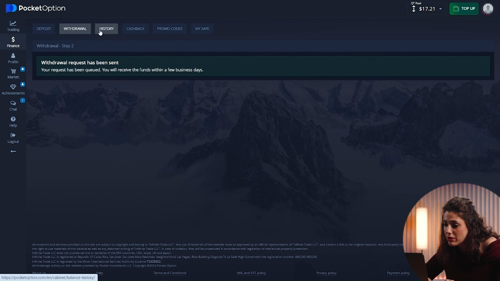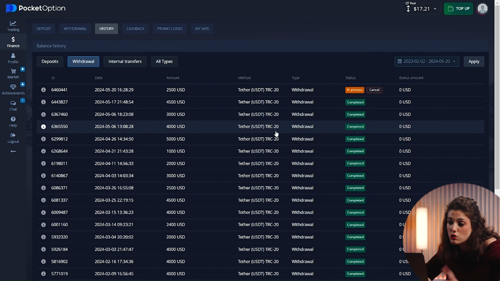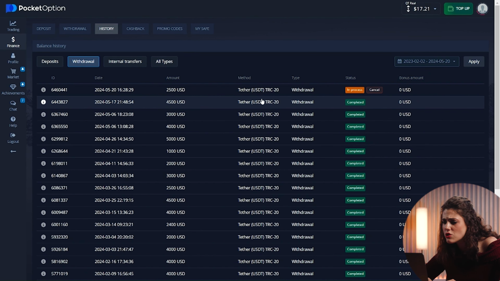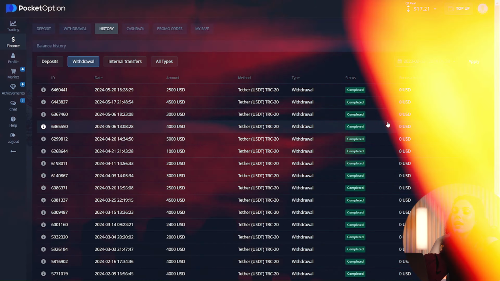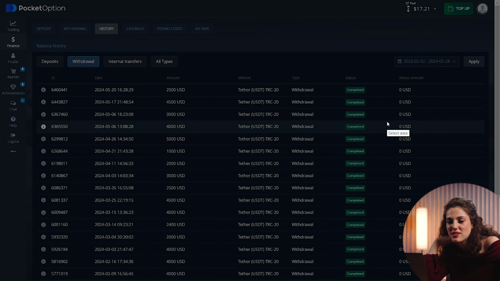Let's go to the history. We see my $2,500 request, which is still being processed. The actual waiting time is from 15 to 25 minutes. After that, I'll return to this window and show you the completion of the transaction. The withdrawal is complete, the money is in my wallet, and the transaction status in the history has changed to completed. That's how simple it is.